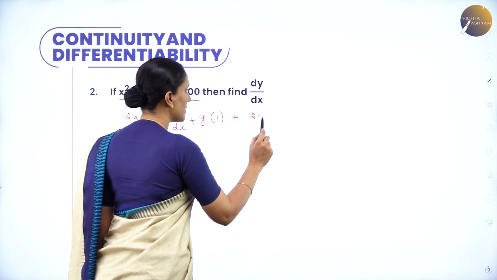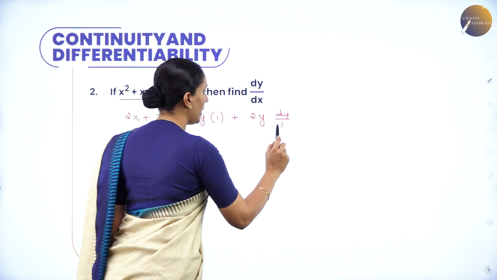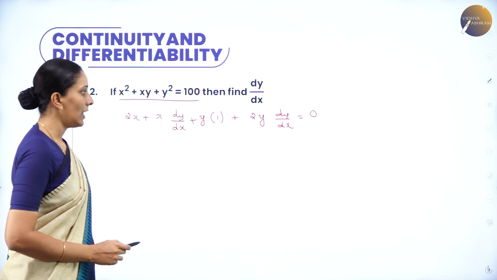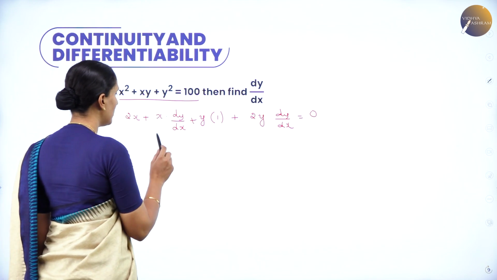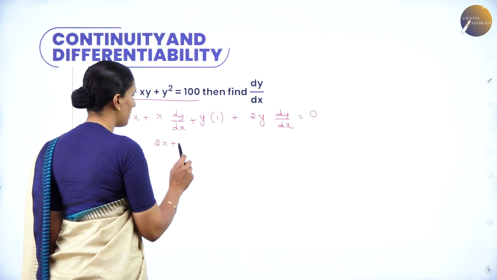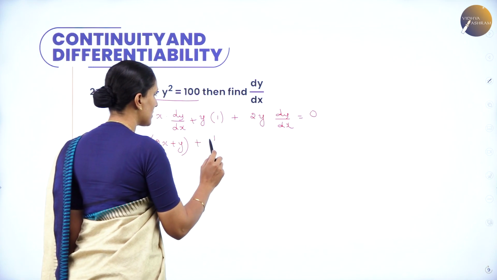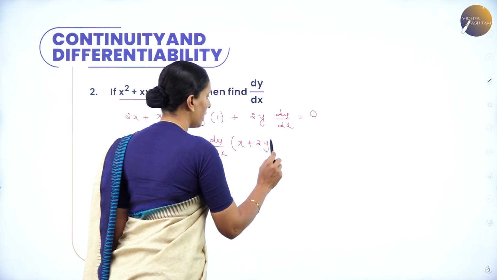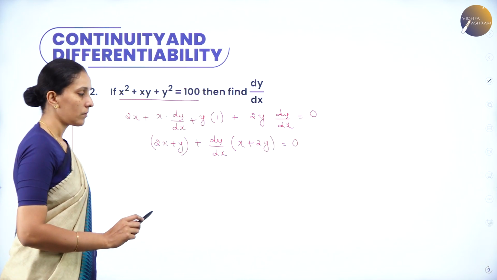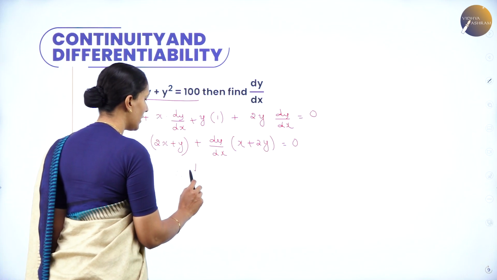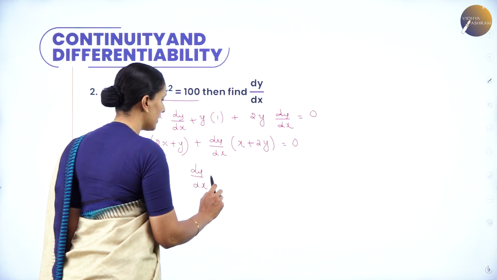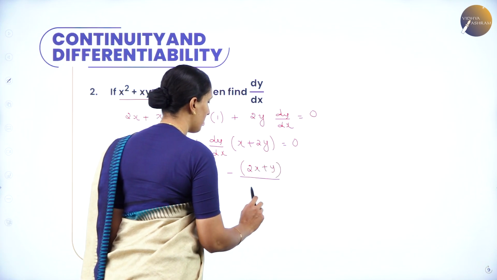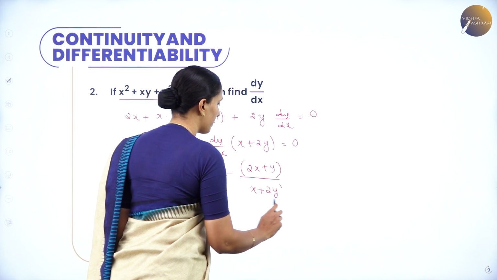Derivative of y square is 2y dy by dx. Since 100 is a constant, the derivative becomes 0. Let's take dy by dx as a common factor. So (2x plus y) plus dy by dx times (x plus 2y) is equal to 0. So finally we'll get dy by dx is equal to minus of (2x plus y) divided by (x plus 2y).